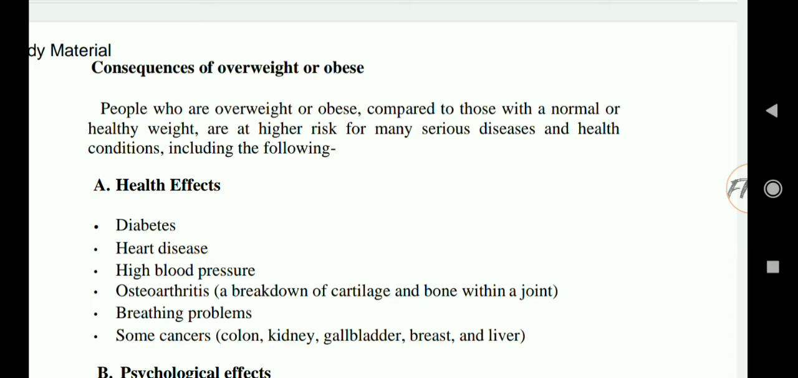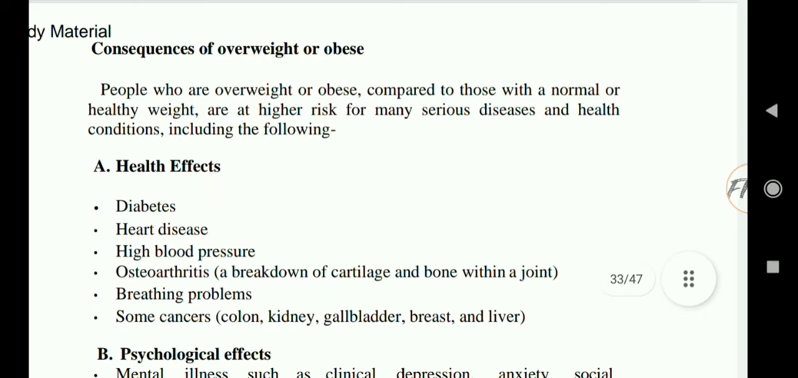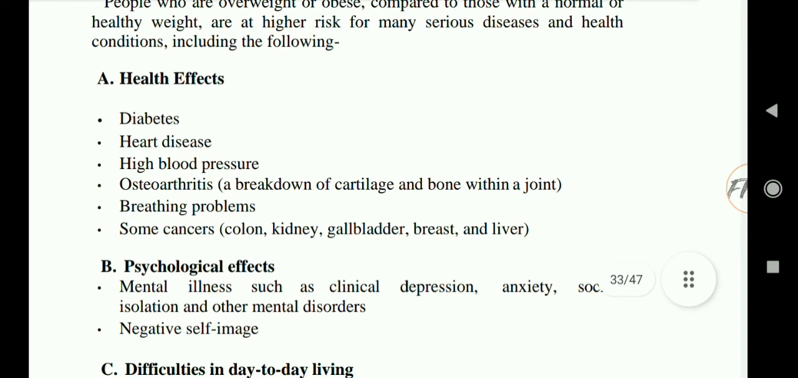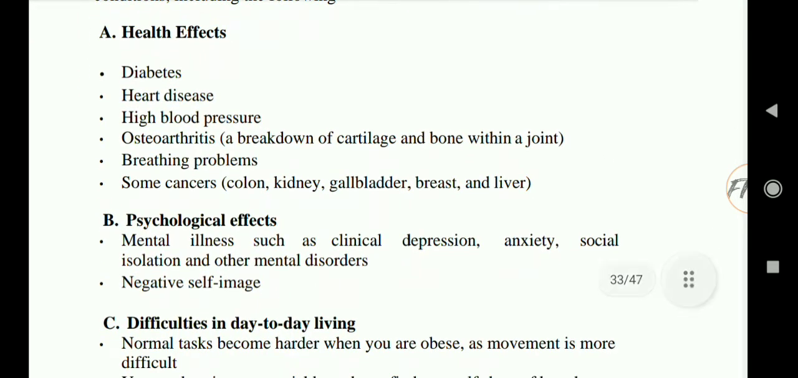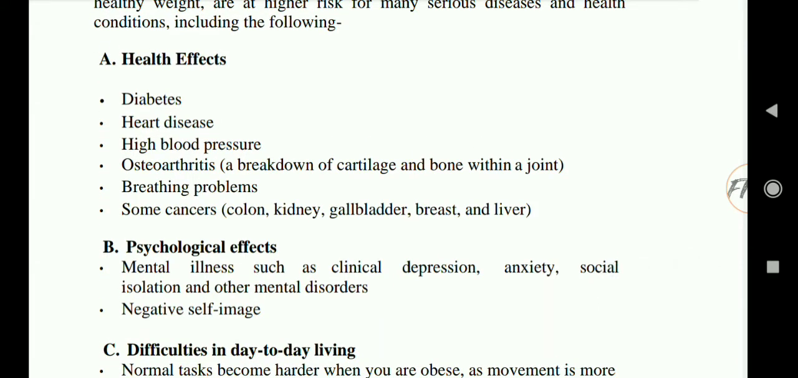Consequences of being overweight or obese. People who are overweight or obese, compared to those with a normal healthy weight, are at higher risk of many serious diseases and health conditions, including the following. First is health effects: the person suffers from diabetes, high blood pressure, osteoporosis, that is breakdown of cartilage or bone within a joint, breathing problems, and some cancers. So these are all the health effects which the person suffers from.